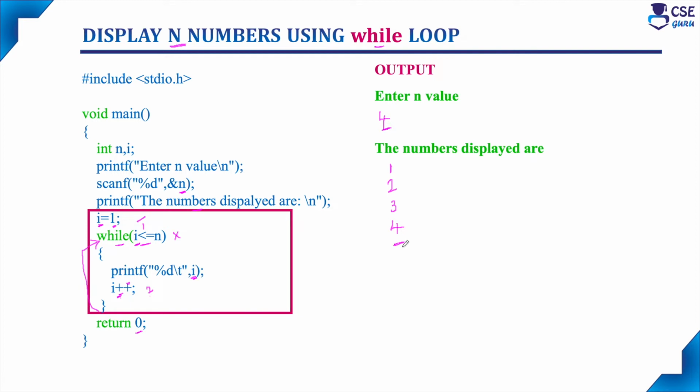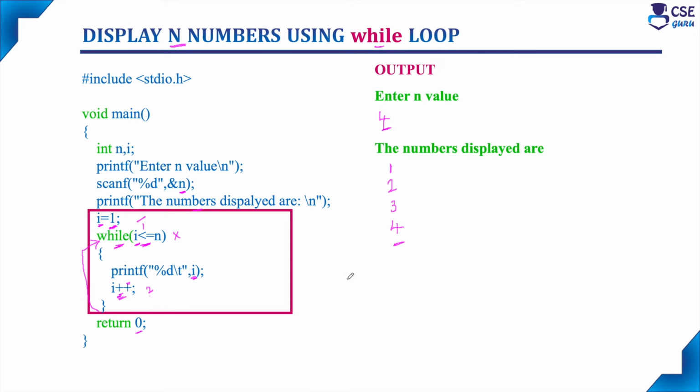So this is the program to display n numbers using while loop. And here if you are considering, here we have done the initialization, this is loop expression and this is the updation. Already we have discussed the program to display n numbers using for loop.